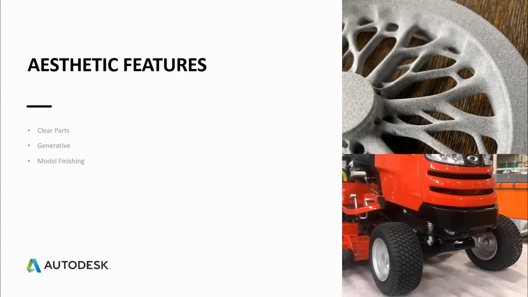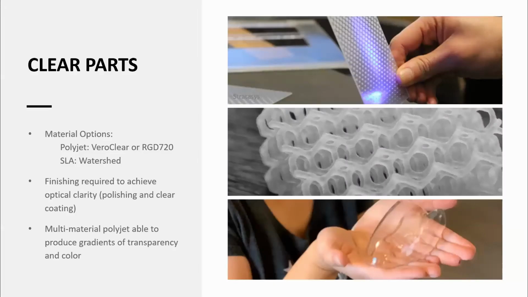Additive also has a lot of capabilities for aesthetic features. For clear parts, the options that we typically choose are either Polyjet or SLA. SLA, the watershed material, has very high optical clarity. It does require polishing and clear coating to achieve that high clarity finish. Polyjet is also capable of printing very clear materials and can be polished and clear coated.